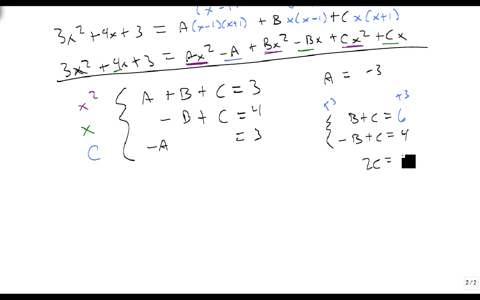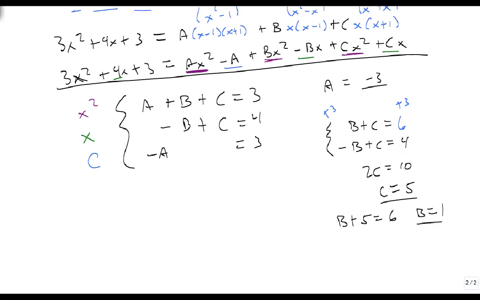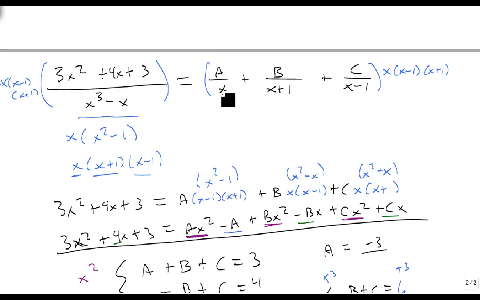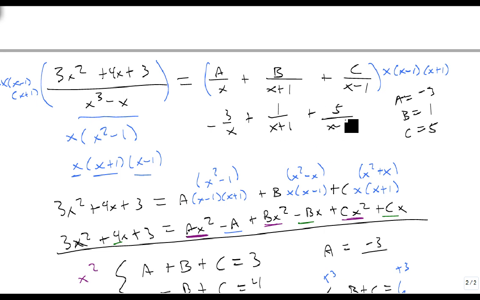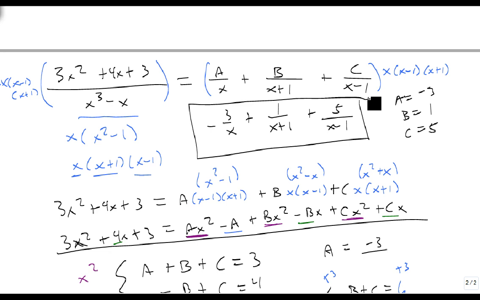I get 2C = 10, which makes C equal to 5. And if C is 5, then B + 5 = 6, so B equals 1, which makes sense because −1 + 5 is also 4. So now I've got A, B, and C. Coming back up here, if A is −3, B is 1, and C is 5, then this turns into −3 over x, plus 1 over (x + 1), plus 5 over (x − 1), and I have now broken this up into its partial fraction decomposition.